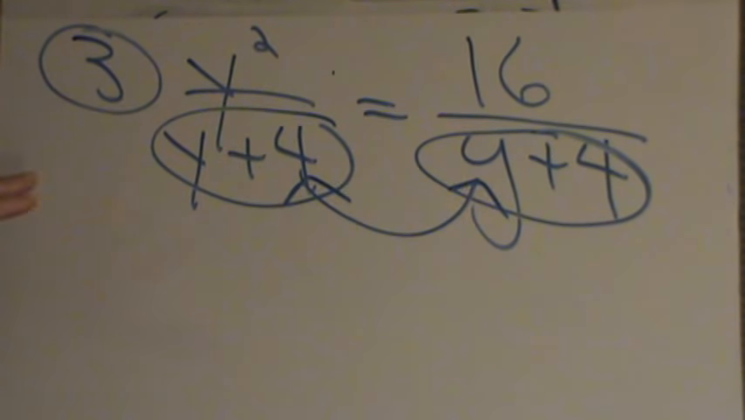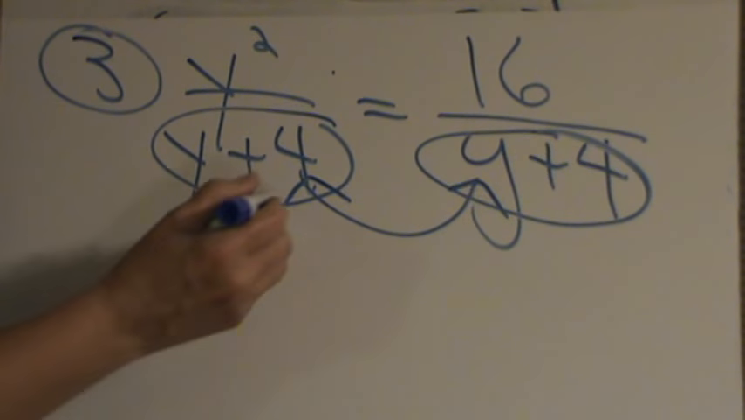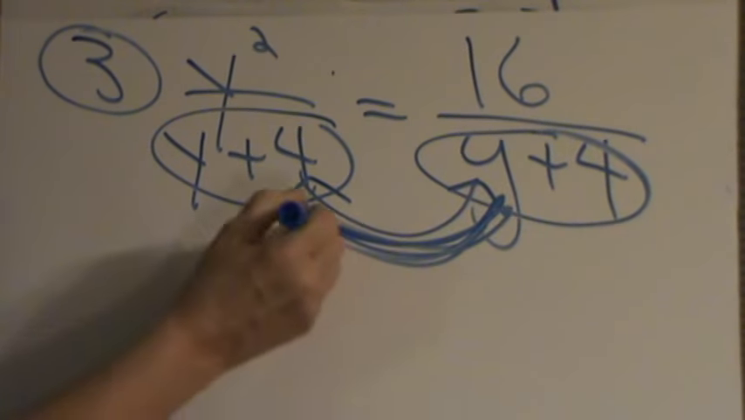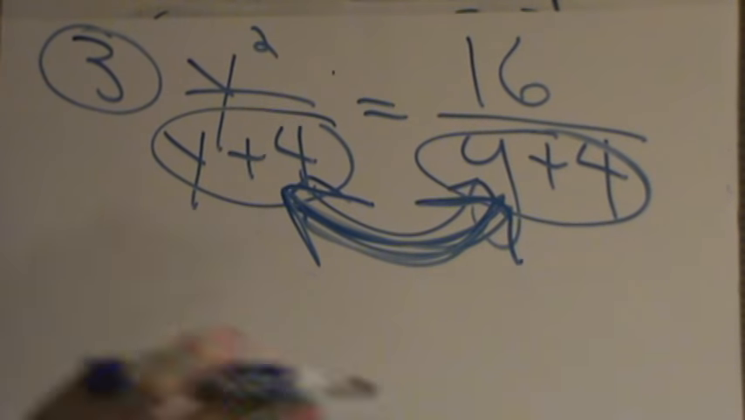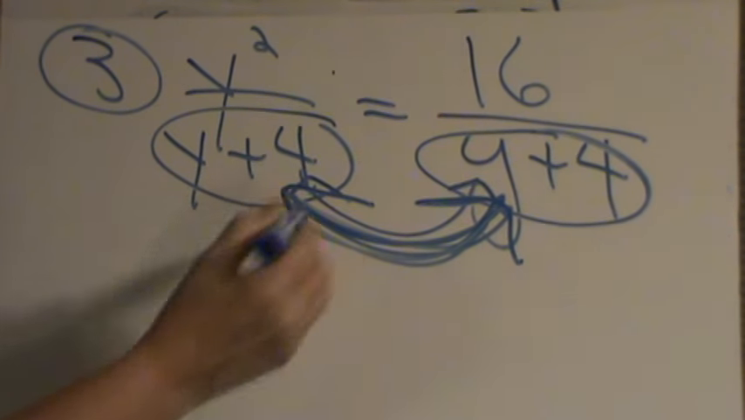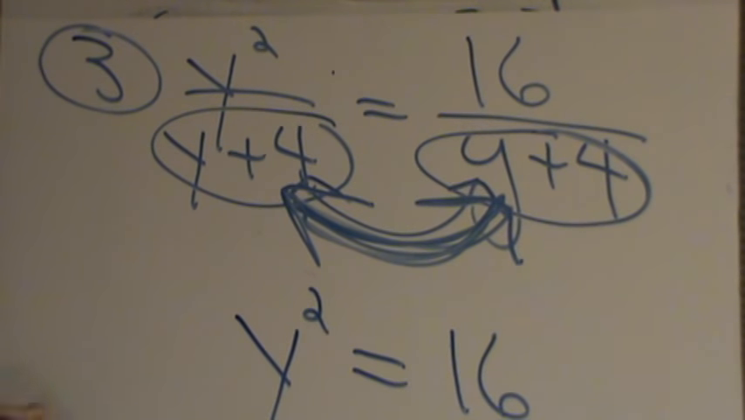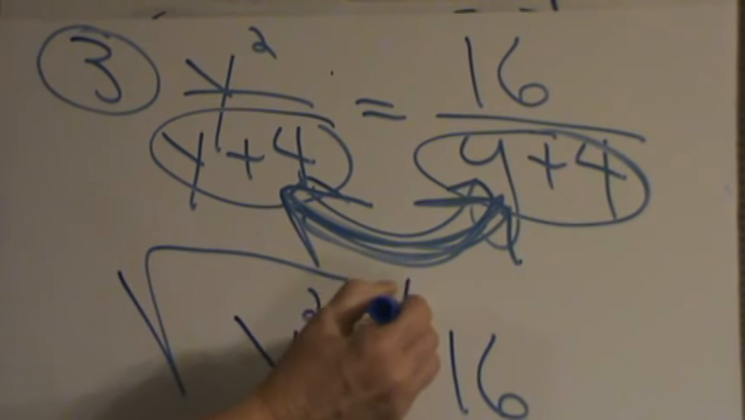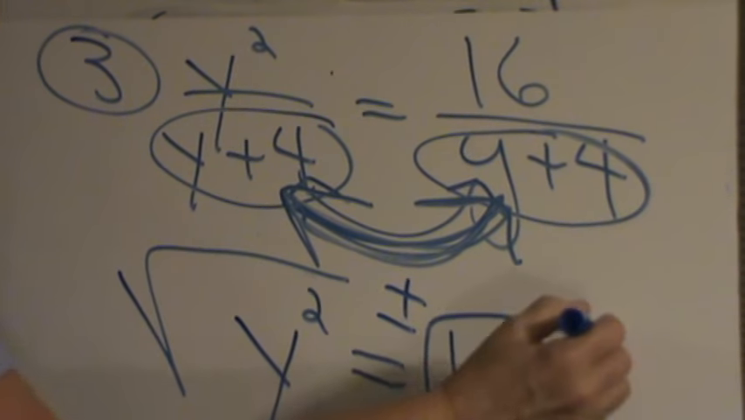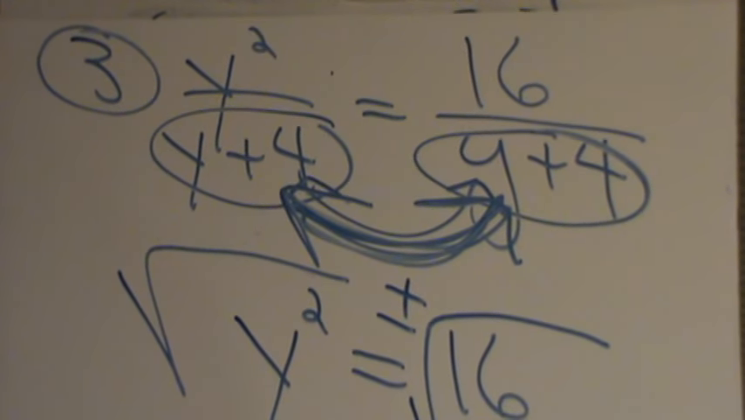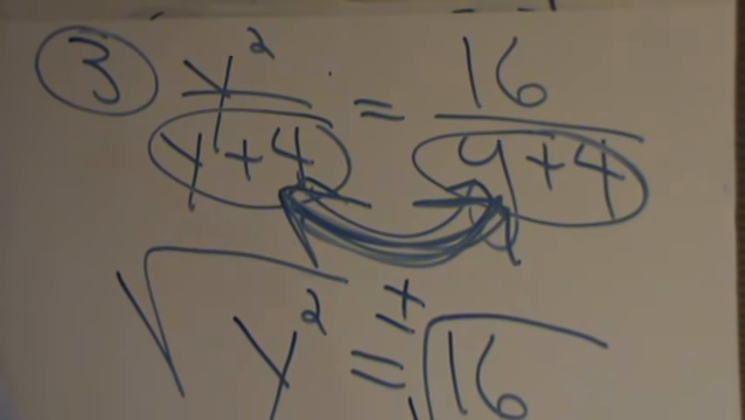If you have a common denominator, if this happens, smile, because all you have to do to get your answers is y squared equals 16. Take the square root of that side, the plus minus square root of that side, and you get plus or minus 4.